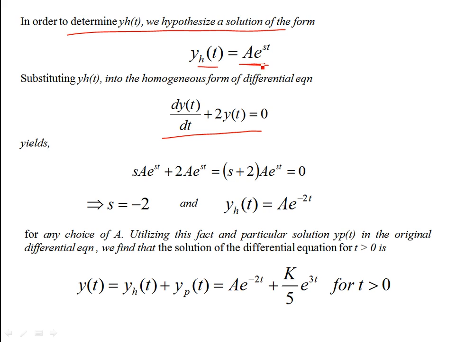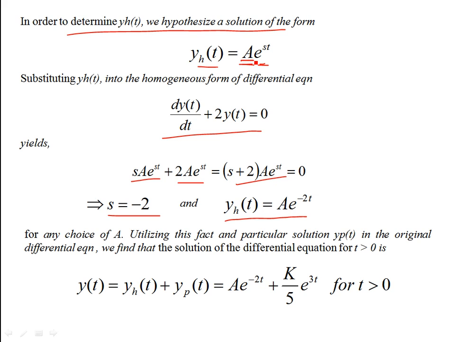So if you substitute A e^(st) in the differential equation, the first term is the derivative, and you will have s A e^(st), and then simply add this up. You'll find that s comes out to be minus 2 over here. So s is minus 2. Therefore, the homogeneous solution is capital A e^(-2t).